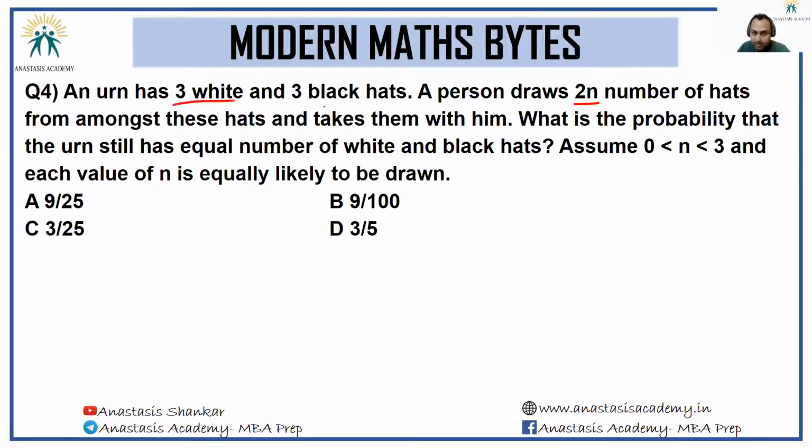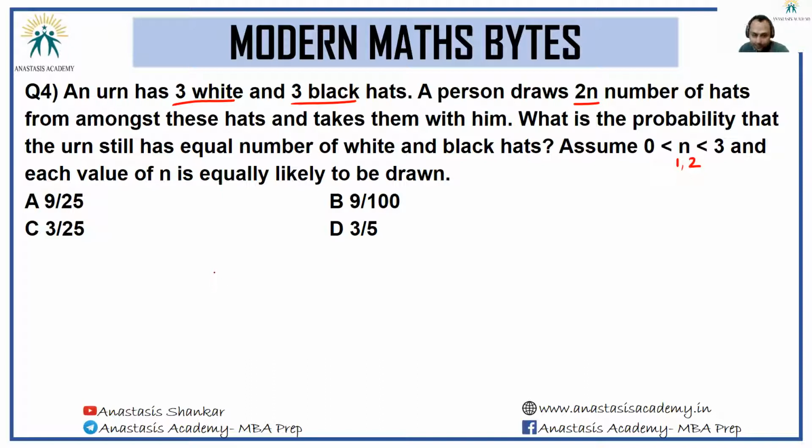If initially the number of white and black hats are identical, the person has taken with him also an equal number of white and black hats. Assume n lies in the range 0 to 3 and n is a natural number. So n can only take values 1 or 2, and each value of n is equally likely to be drawn. So there is a 50% chance that n is equal to 1, and a 50% chance that n is equal to 2.